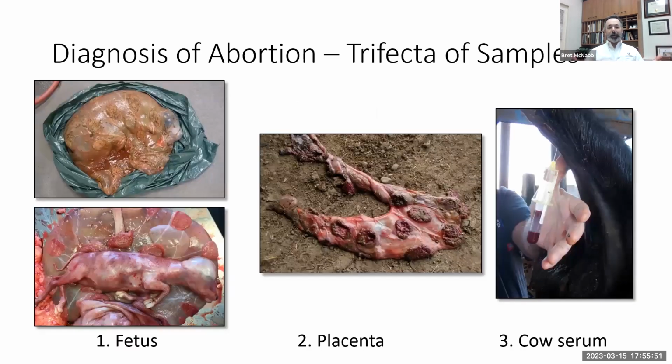So I mentioned the samples here, but this is really the trifecta of sampling for abortion workup. The fetus itself, placenta, and it doesn't have to be the whole placenta. It can be a section of placenta, as long as you're getting those cotyledons and getting some of that other space in between those cotyledons. And a red top tube from the cow's blood. By doing this, they can have the best chance to rule in or rule out certain infectious causes of disease. So fetus, placenta, and cow blood.